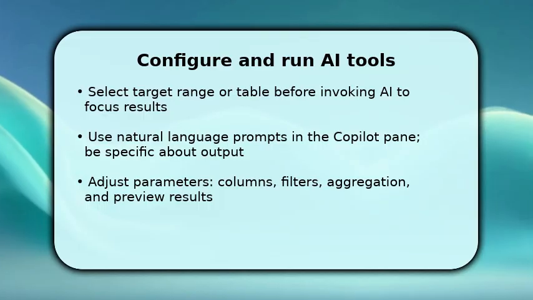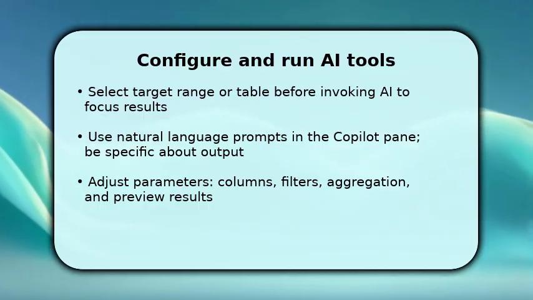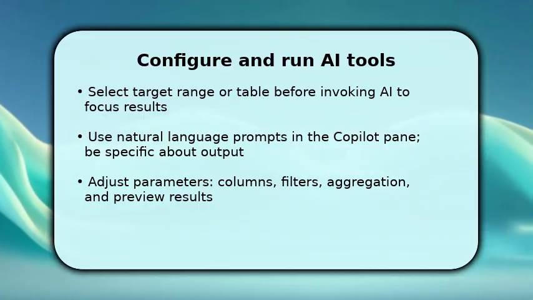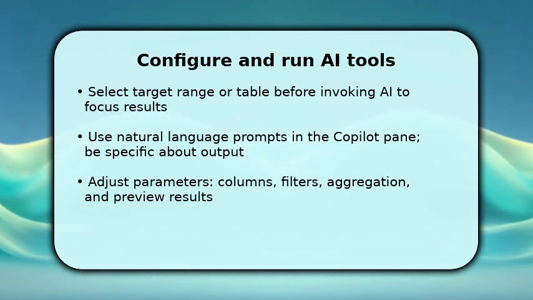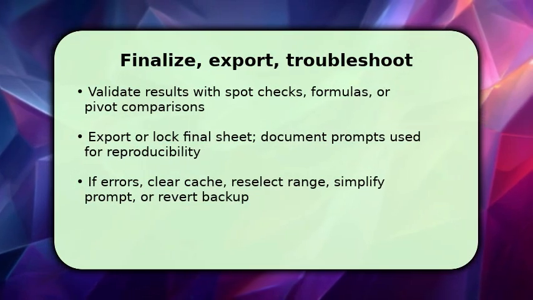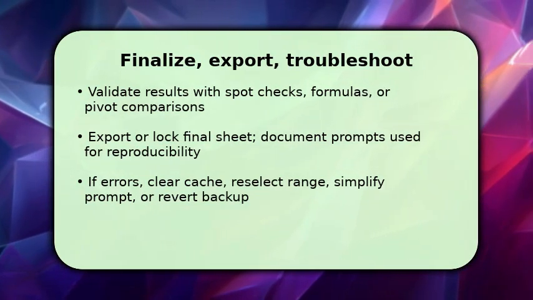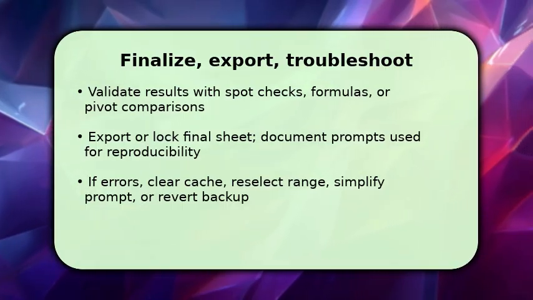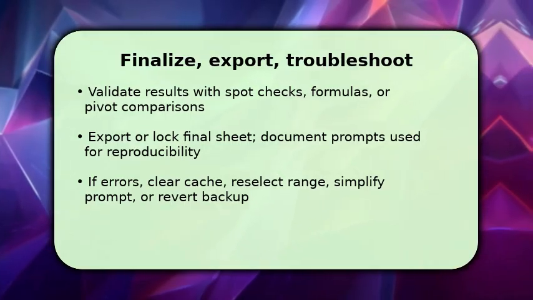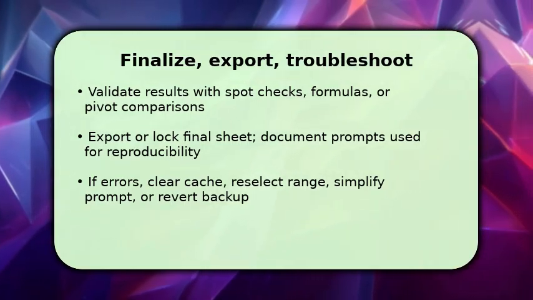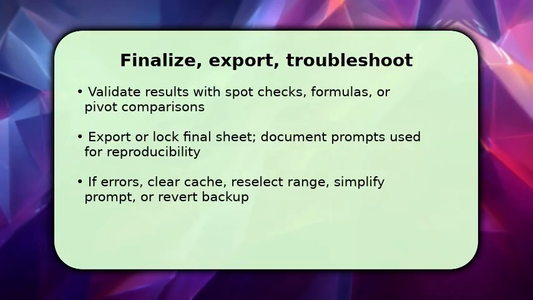Review the AI preview, tweak the prompt or parameters, and iterate until the output matches your expectation. This back and forth refines accuracy, and you finish by validating AI outputs. Run quick spot checks, compare with formulas or a pivot to confirm accuracy. Once satisfied, paste values to lock results or export the sheet and save a version copy. Also record the exact prompts used for future runs.